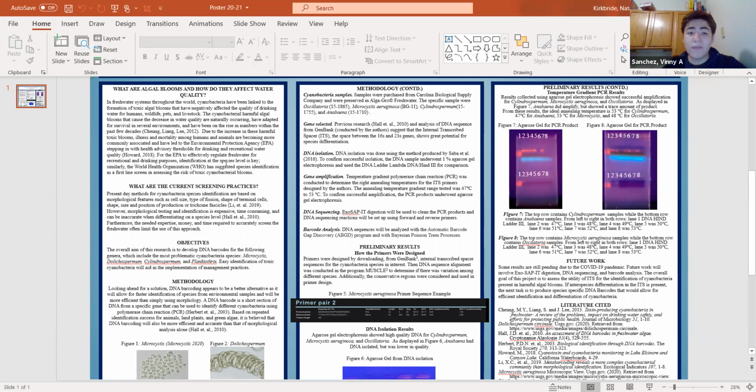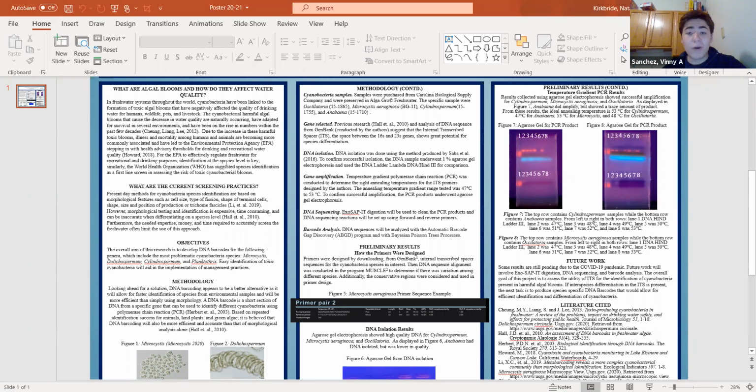The overall aim of this research is to develop DNA barcodes for Microcystis, Anabaena, Cylindrospermum, and Osculatoria genera, which include the most problematic cyanobacteria species. Currently, we are employing the methodology described by Saba and colleagues for DNA extraction because it included an easier lysis approach that worked on both unicellular and filamentous bacteria, and because it specifically noted that the results were able to amplify the internal transcribed spacer gene that we are specifically trying to amplify and create the DNA barcodes for.